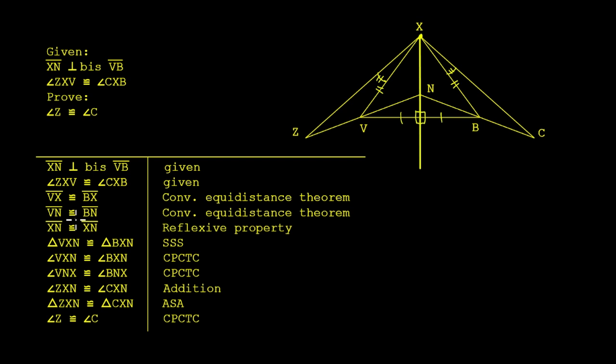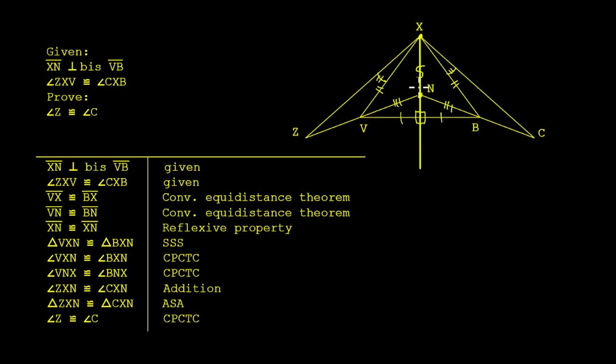Next, VN is congruent to BN, again, converse of the equidistance theorem. So N is here. It is equidistant from V and from B. Then XN is congruent to XN, reflexive property. A segment is congruent to itself, and it is in both of these triangles, the side here. So then triangle VXN is congruent to triangle BXN, SSS, side, side, side.